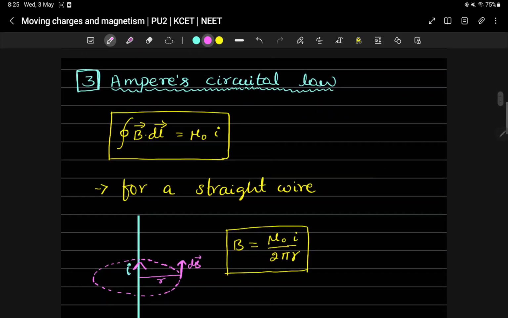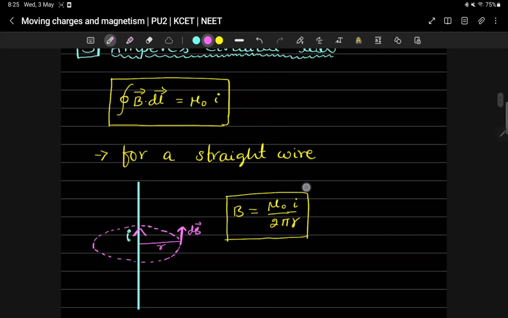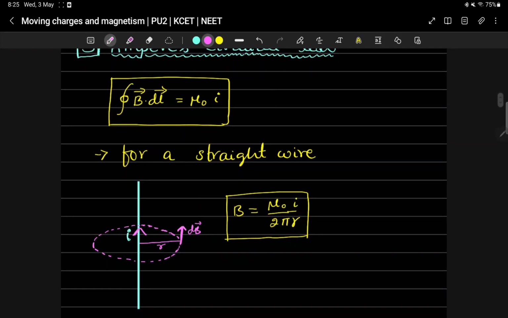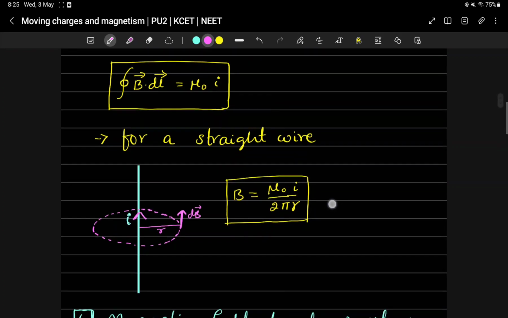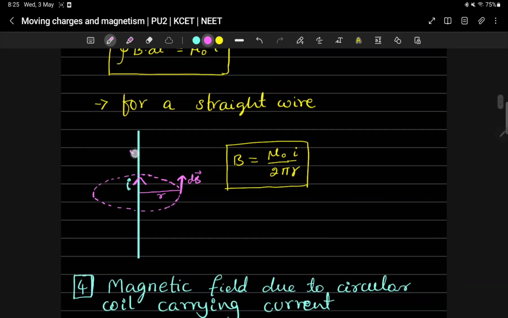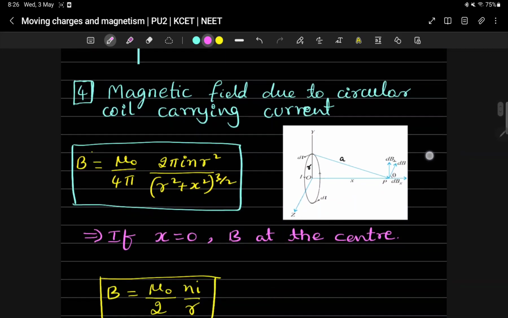Okay, then we have Ampere circuit law. The line integral of magnetic field around a straight conductor carrying current is equal to mu naught times the current enclosed by that path. Okay na? So for previous year students, this question was given in the board examination. Then if you solve that for a straight conductor, you will get B is equal to mu naught I divided by 2 pi r. Okay, next, this is a famous derivation. I have just written the final formula here.